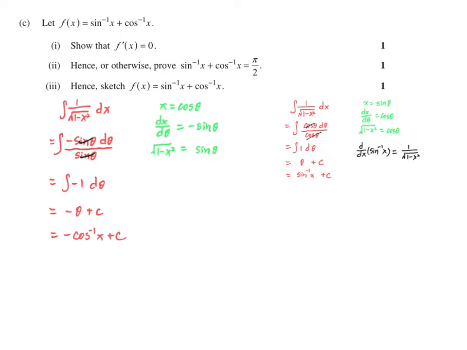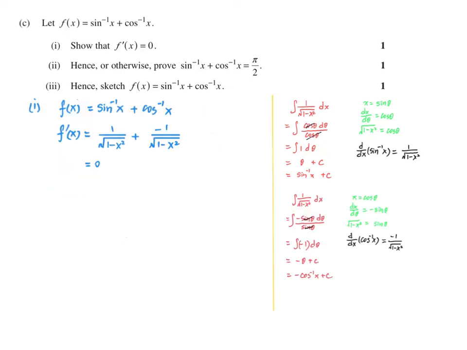So it gives you the integration of minus 1 d theta. Therefore, the integration would give you minus theta plus c. Now, since x equals cosine theta, theta should be equal to arc cosine x. And so it should be minus arc cosine x plus c, which means d arc cosine x dx should give you minus 1 over root 1 minus x squared. So now we have everything.